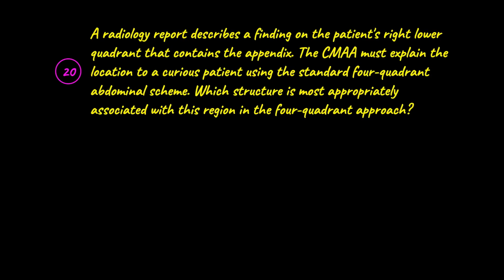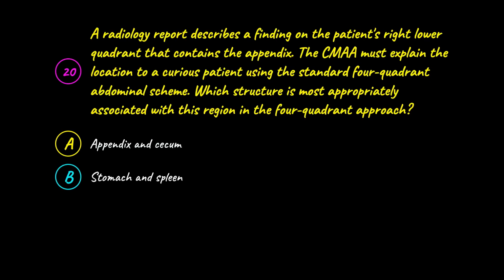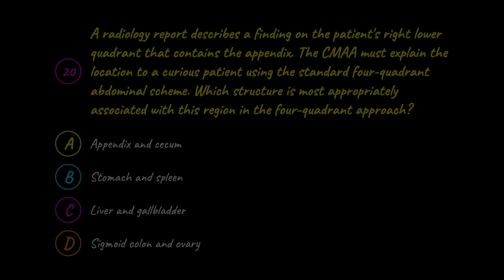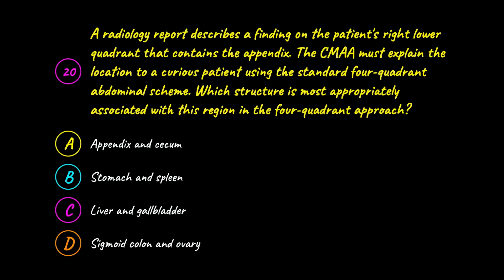Your options are A. Appendix and cecum, B. Stomach and spleen, C. Liver and gallbladder, D. Sigmoid colon and ovary. What's your answer? Commit to one before I continue.